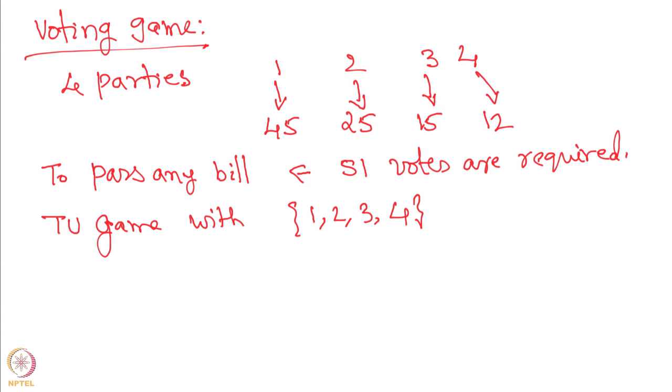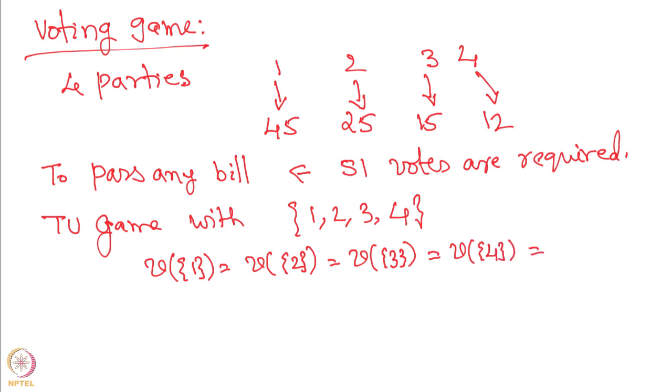Of course, no single party has 51 votes. Therefore, a single party gets 0. Now, V of 1, 2: 1 and 2 together have more than 51. In fact, any 2 parties, if you take them, are going to have more than 51. Therefore, all of them get full value.